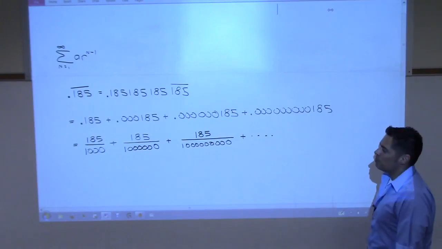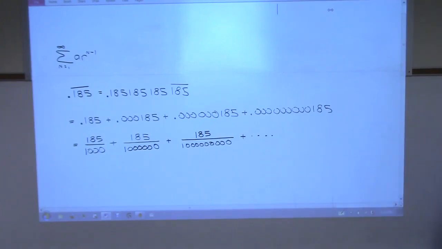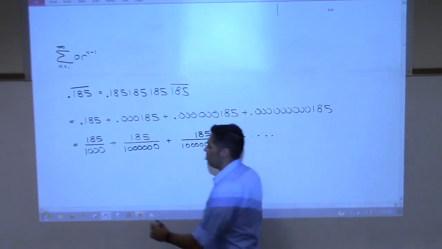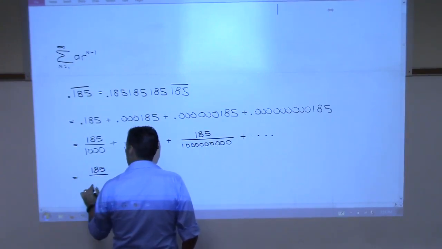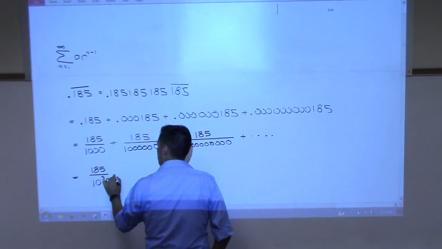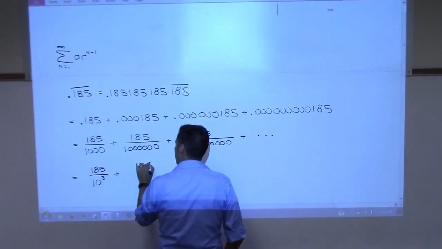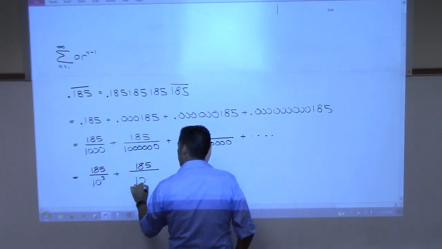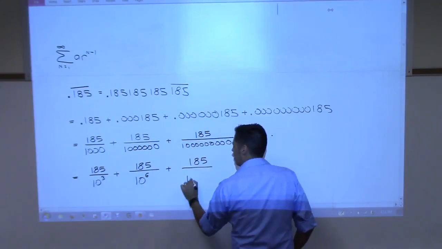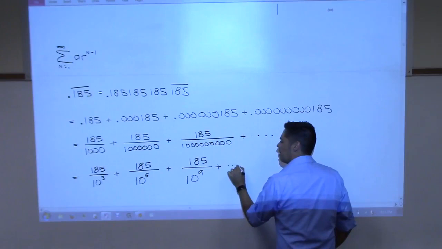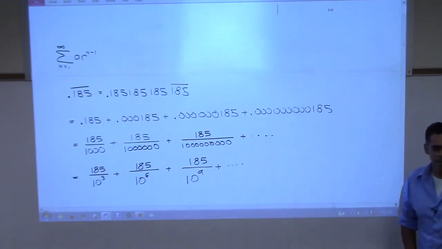Well, would you agree that these are all powers of 10? Yeah, so maybe we can help ourselves by just rewriting it that way: 185 over 10 cubed plus 185 over 10 to the 6th plus 185 over 10 to the 9th plus dot, dot, dot. You starting to pick up on the pattern here?